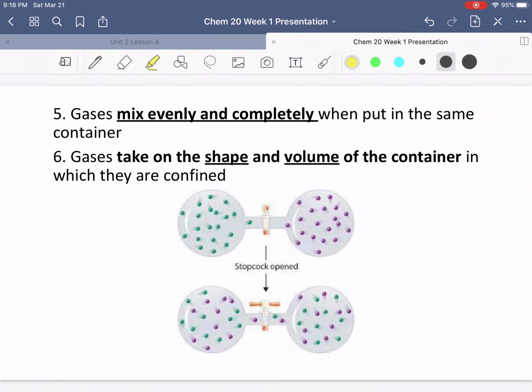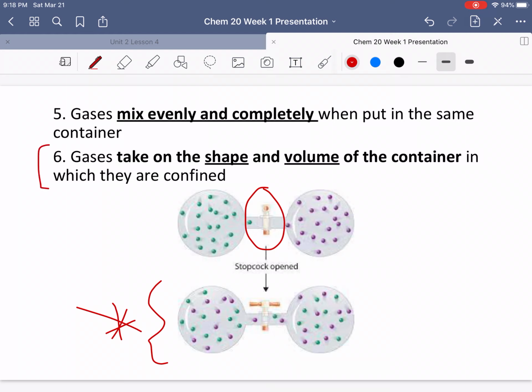If you were to, just like in the picture showing, take a container where the gases are separated, green and purple, and then open that stopcock, now all of a sudden we end up with a situation where the gases easily mix. This is normal. That's why if I were to light a match on one side of the room, you would smell it pretty quickly on the other side of the room.